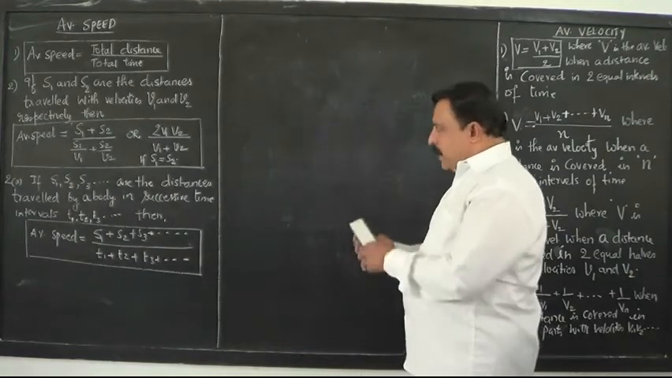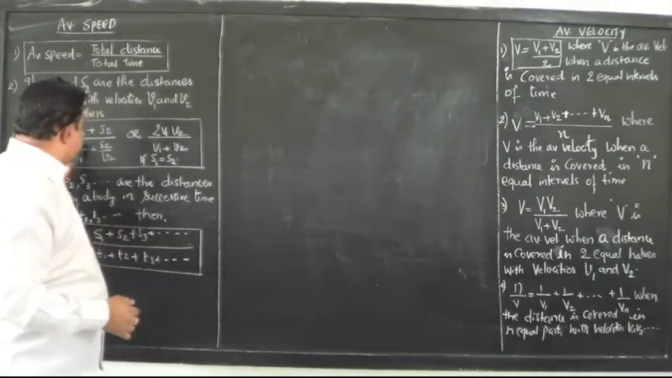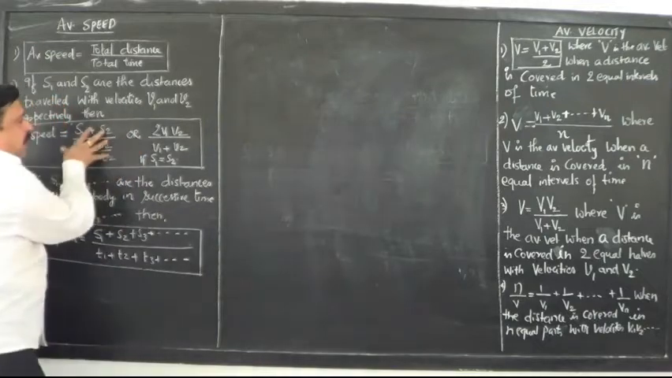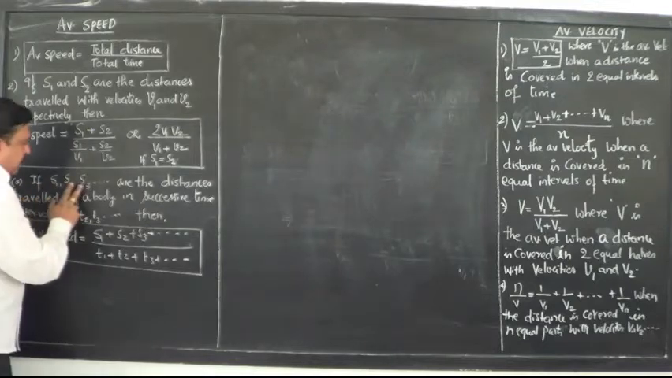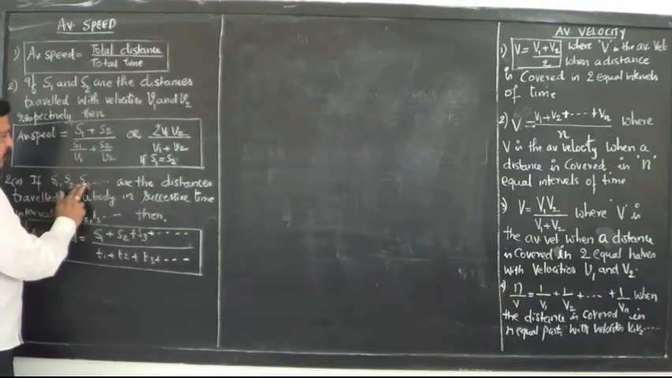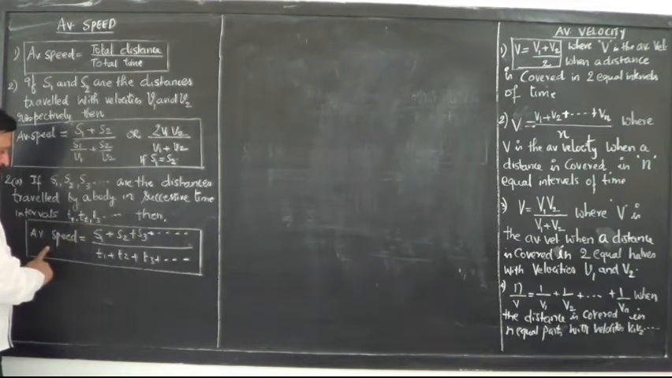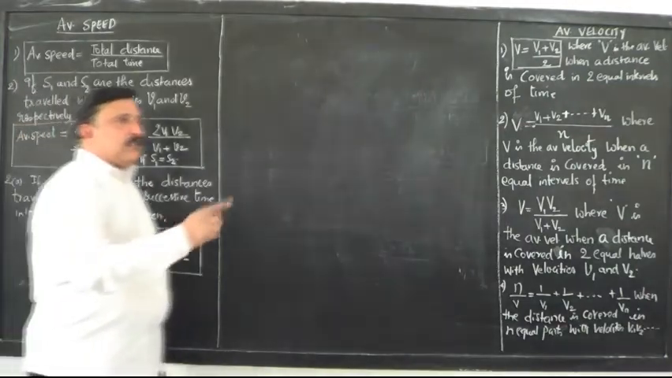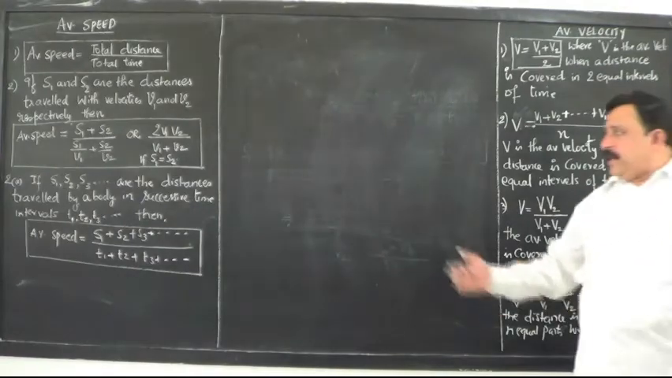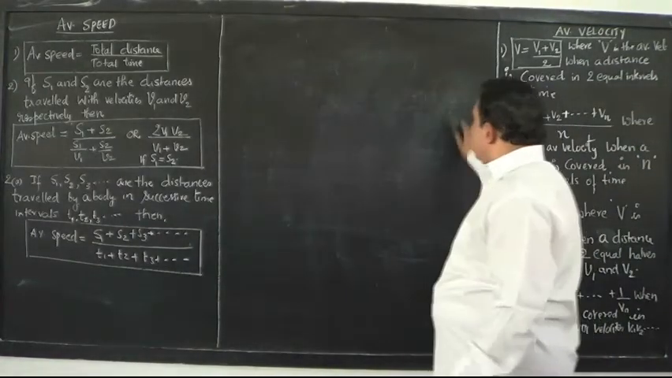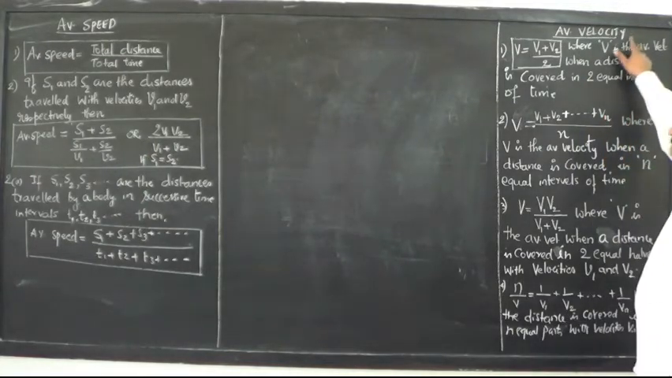And average speed is (S1 + S2) over (S1/V1 + S2/V2), and if S1 equals S2, then this formula reduces to 2 times V1 V2 over (V1 + V2). And if many stretches of journeys of distances S1, S2, S3 have been completed successively in time intervals T1, T2 and T3, then average speed is (S1 + S2 + S3 + ...) over (T1 + T2 + T3 + ...). Now let's also know something about the average velocity.